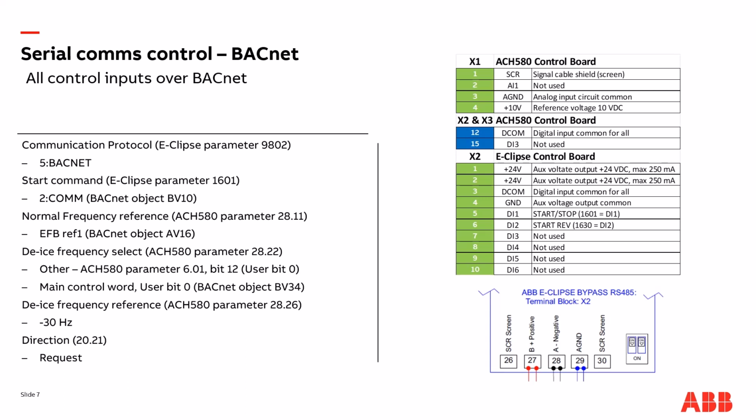And so, as I said, 9802, we'll set that to BACnet. Start command still coming in over comms. But with BACnet, this is going to be controlled by binary value 10. Frequency reference, again, over EFB, will be controlled by BACnet object analog value 16. The de-ice select, again, setup is the same, but here with BACnet, it's controlled by BACnet object binary value 34.